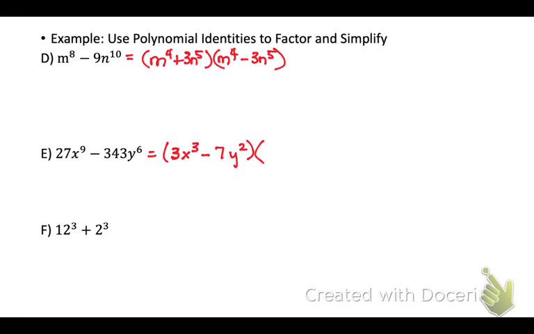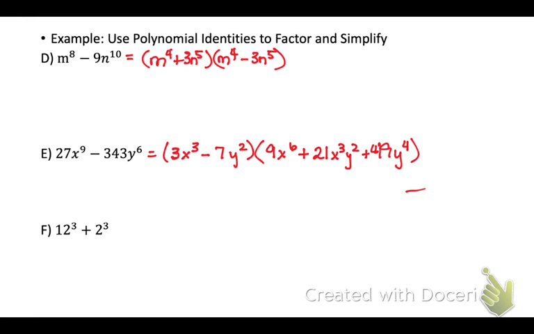Focus, guys, so we can get through it. So we have 9. 3 times 3 is 9. So it'd be x to the 6th plus 21x cubed y squared plus 49y to the fourth.